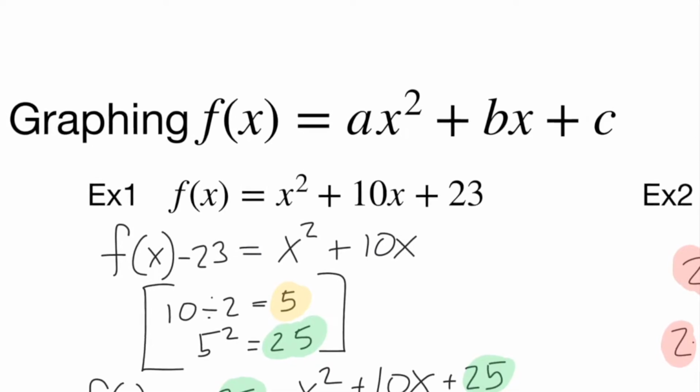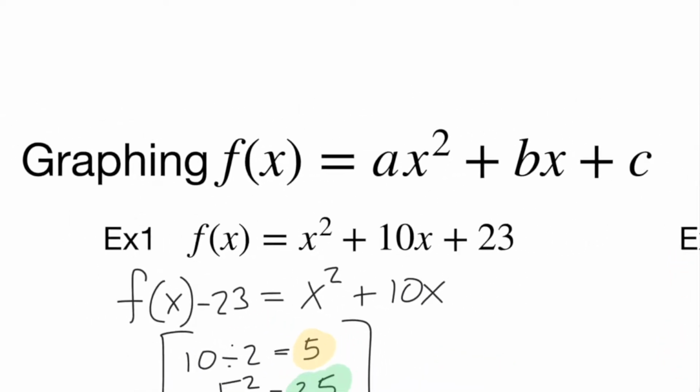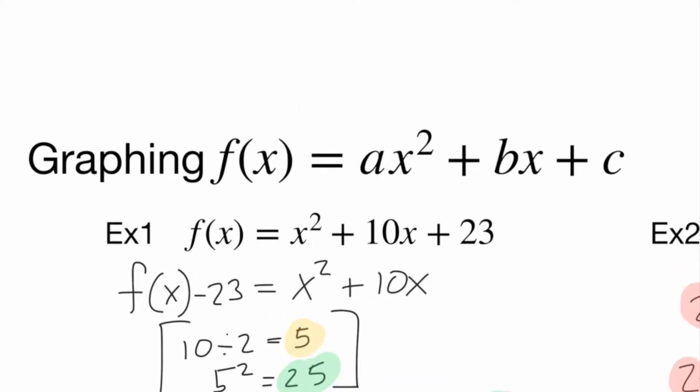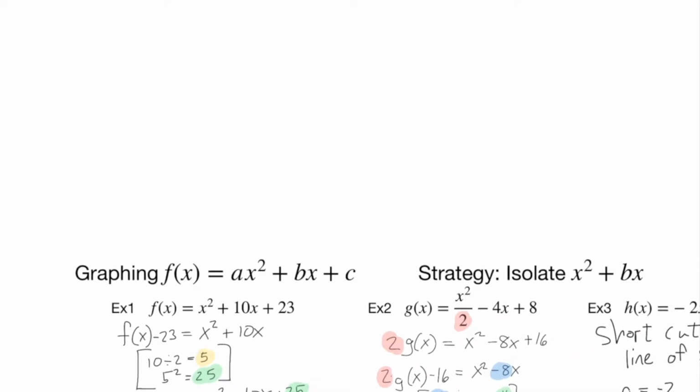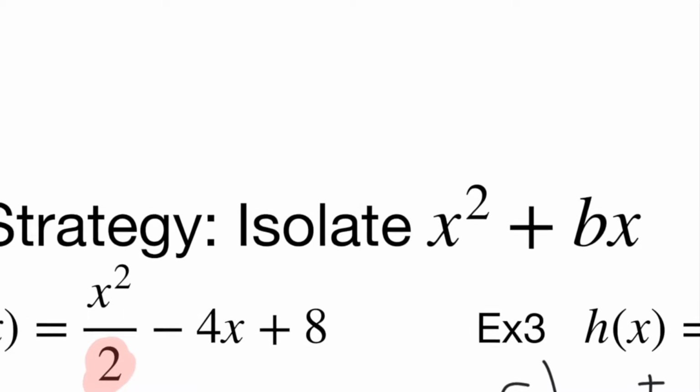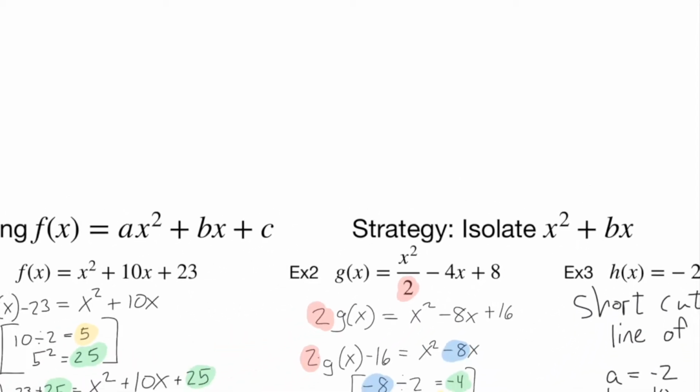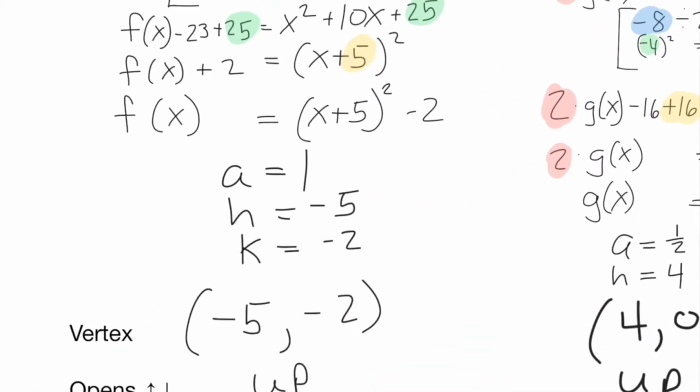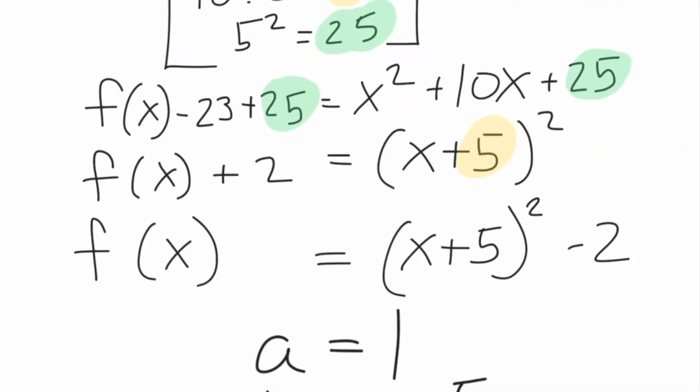Graphing f of x equals x squared plus bx plus c. Well, if you wanted to graph this, you could go equation, table, graph. You could also go another route, and we need to be able to do all of these techniques with a calculator and without a calculator, because they teach us different things. So the strategy is actually going to be to isolate x squared plus bx, if we want to eventually put these into h, k format.